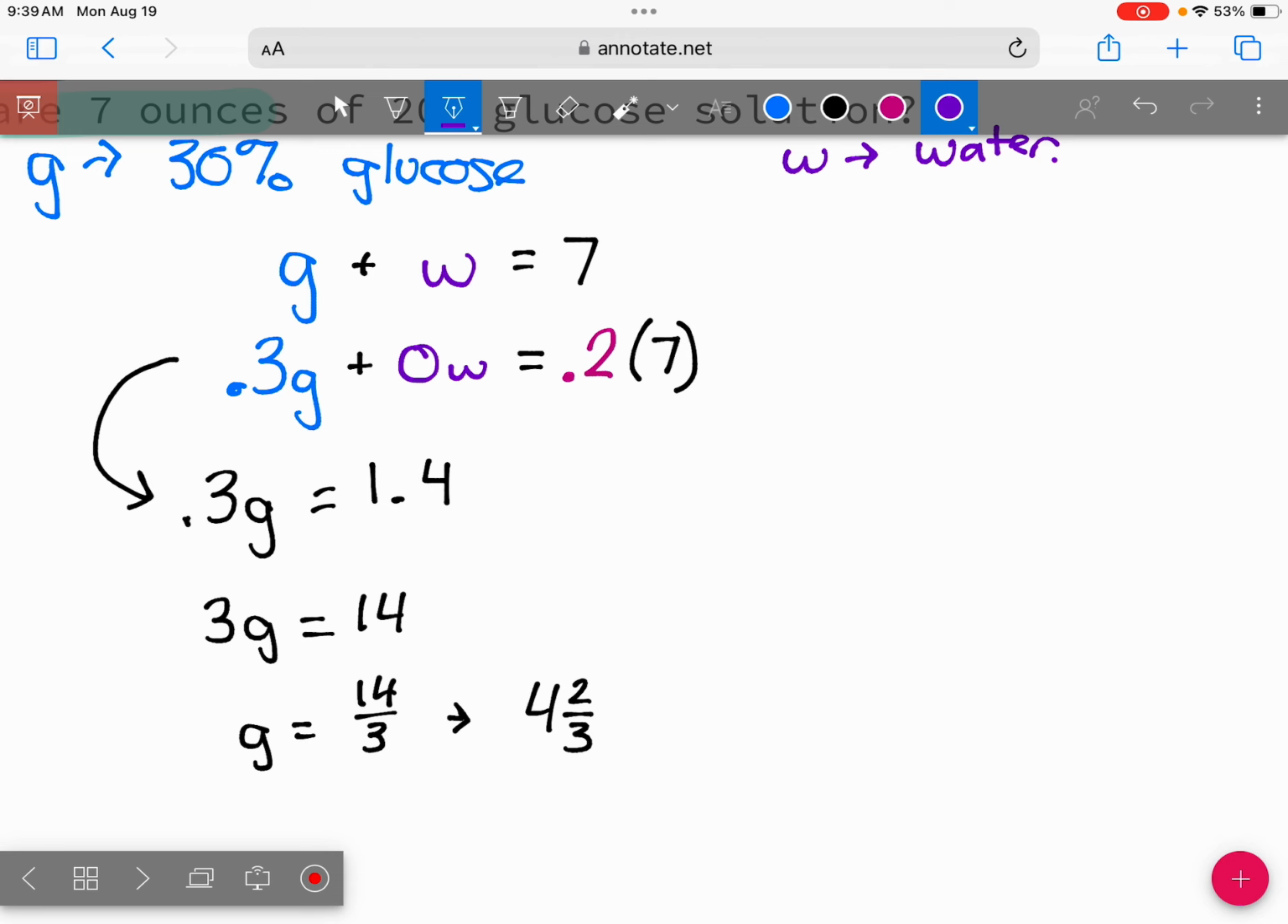Take our G of 4 and 2/3 and substitute it in here. So we're going to take our 4 and 2/3, plus W equals 7. So 4 and 2/3 plus what equals 7? 2 1/3. Mm-hmm. So you would accept it as a proper fraction, a mixed fraction. Yeah.